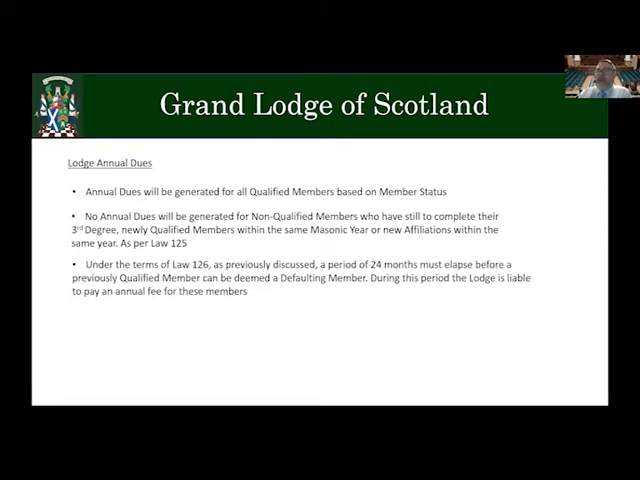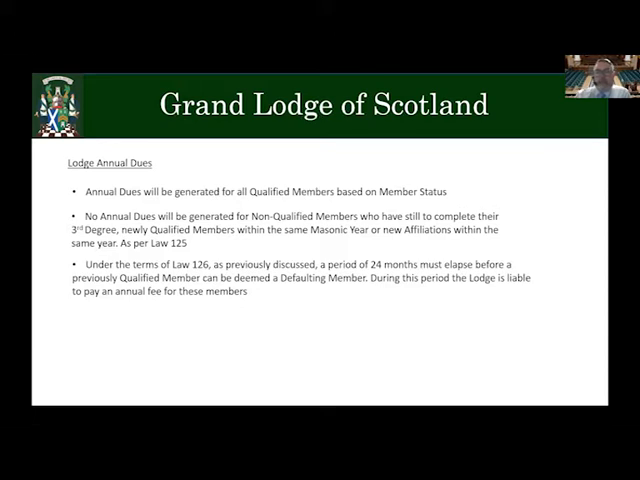And again, under the terms of Law 126, as we've previously discussed, a period of 24 months must elapse before a previously qualified member can be deemed a defaulting member. And during this period, the lodge is liable to pay an annual capitation fee for these members. I know we currently have an amnesty in place up until February of next year, whereby any defaulting member can come back to the lodge and only pay the current year's annual capitation fee or the current year's test fee to the lodge in question, and he will then be deemed to be in good standing.